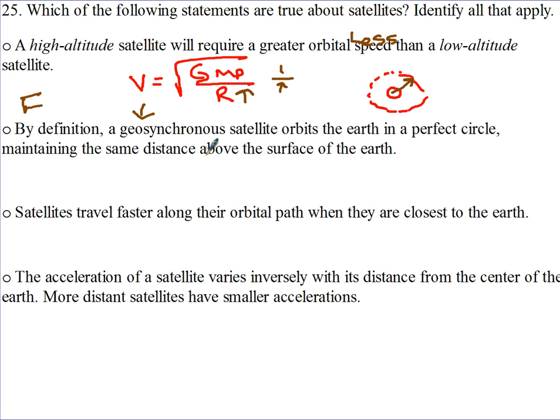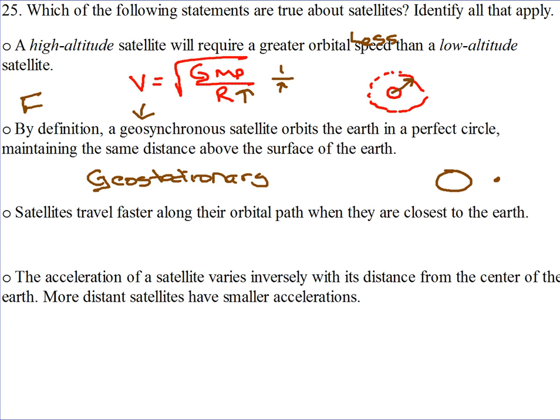By definition, a geosynchronous satellite orbits the Earth in a perfect circle, maintaining the same distance above the surface of the Earth. Technically, this one's false because a lot of times we're talking about a geostationary orbit. For our purposes, these two are close enough to the same that we'll say yes. So basically what you'd have is here's your planet, and there's your satellite, and it's orbiting with the same period as the planet's rotating.